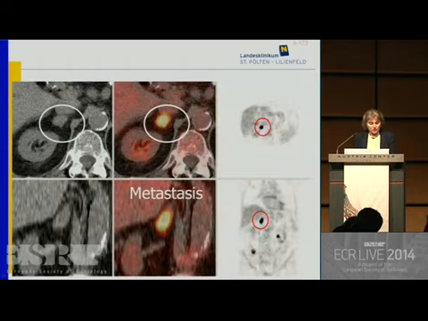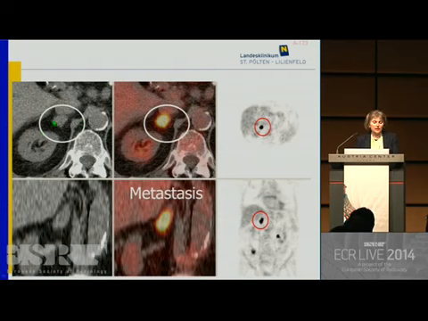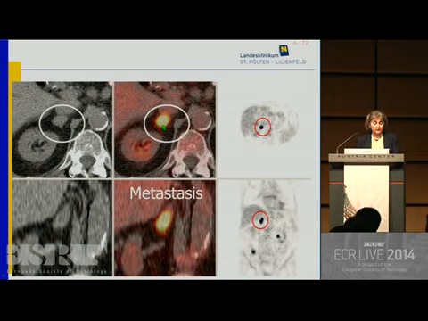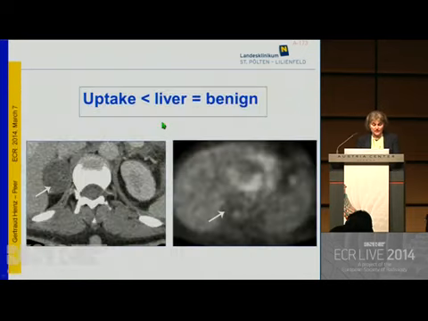So let me show you an example. This is a patient with an underlying rectal cancer presenting with a small right adrenal mass, and there is clearly an increased uptake of the tracer, FDG tracer, indicating the presence of metastasis.